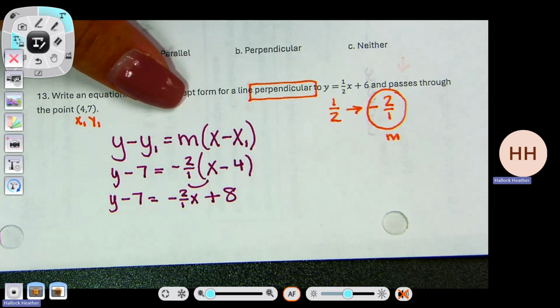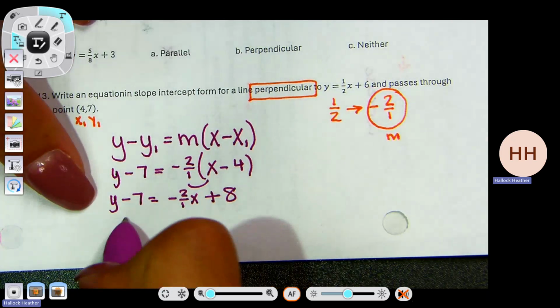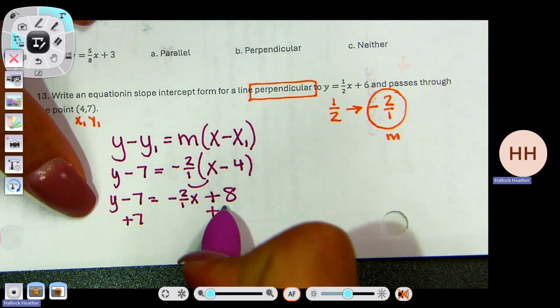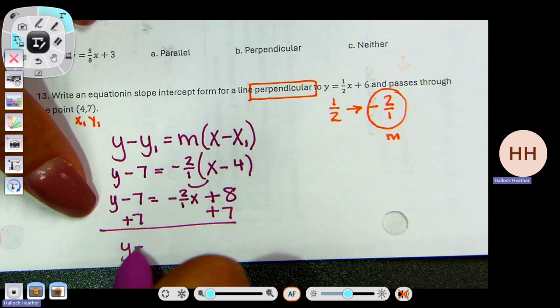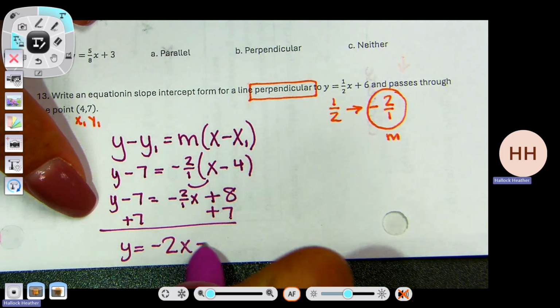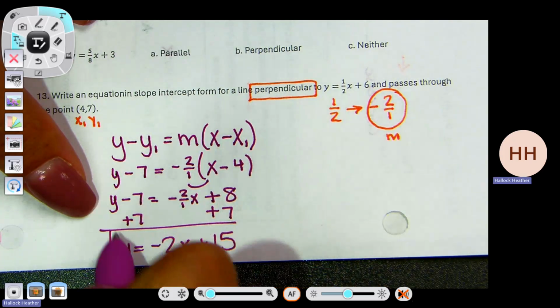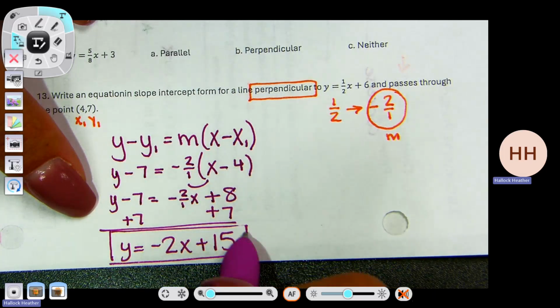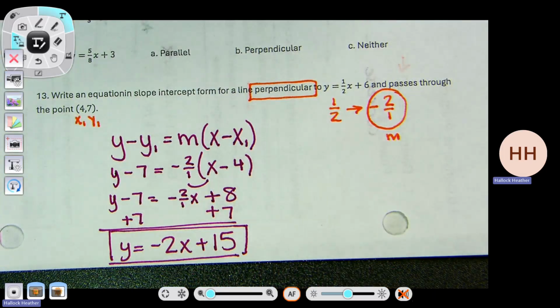The last step is to do what? Add 7. So Y equals -2x plus 15. If you leave your -2/1, that's technically also correct. -2/1 is just -2. So you have basically 5 more math problems. The rest are multiple choice.